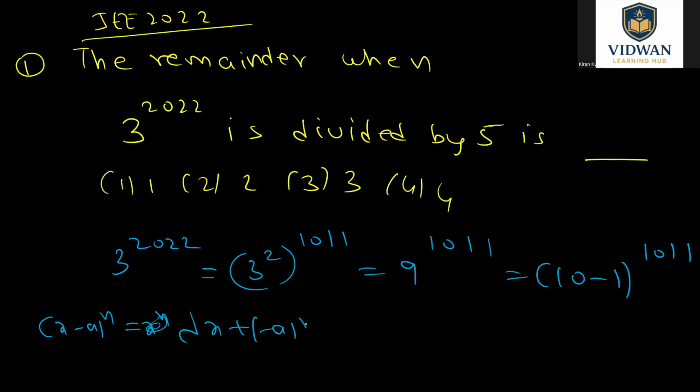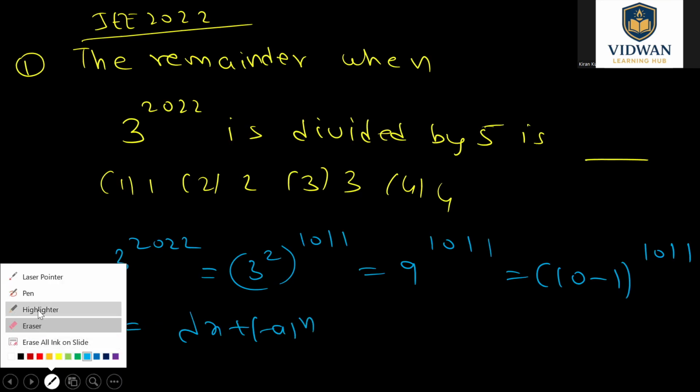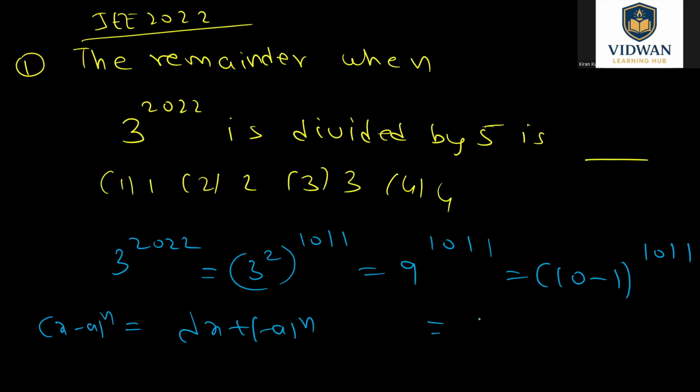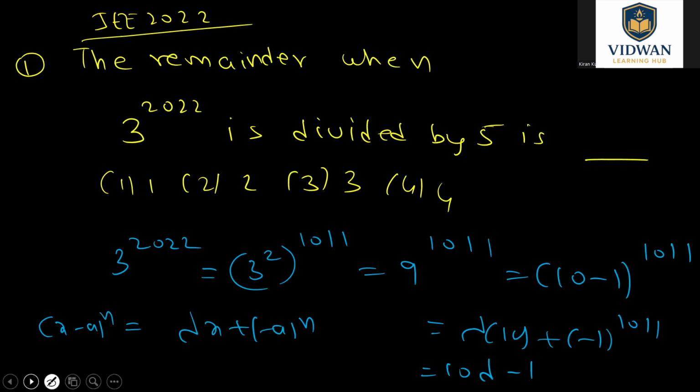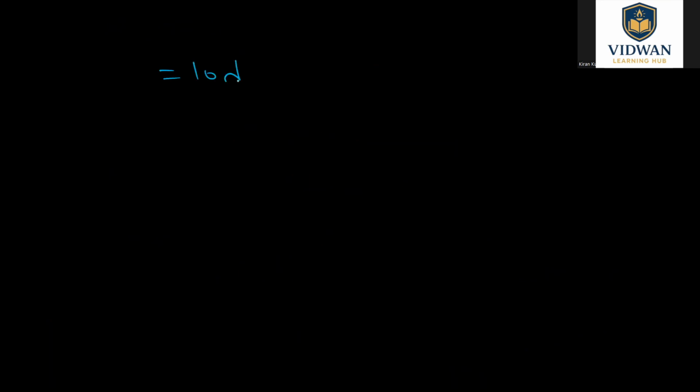This is how you write it. So using this, you can write it as lambda into x, where x is 10, minus 1 to the power 1011. And (-1) power an odd number is minus 1. So this will become 10 lambda minus 1. This is in the form of lambda x plus a^n. You wrote that this should be the remainder, but a negative sign cannot be there. So first I'll write this 10 lambda as 5 into 2 lambda, because I want to check divisibility with 5, not with 10.